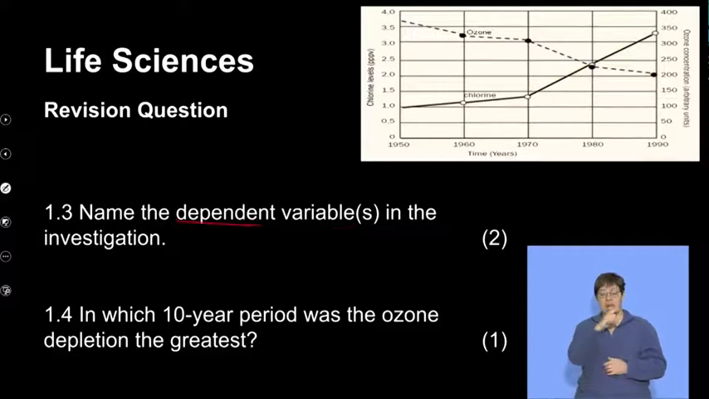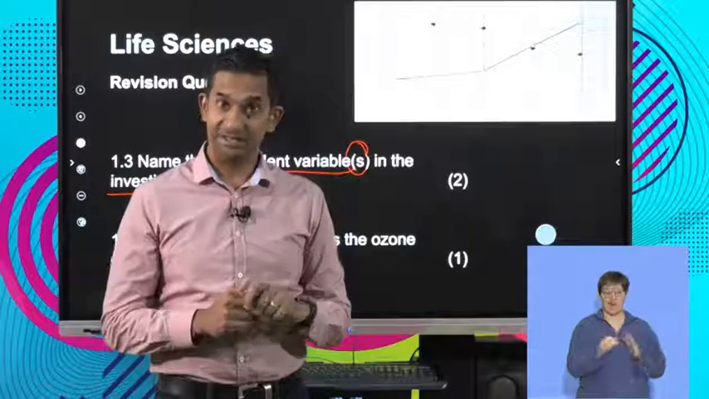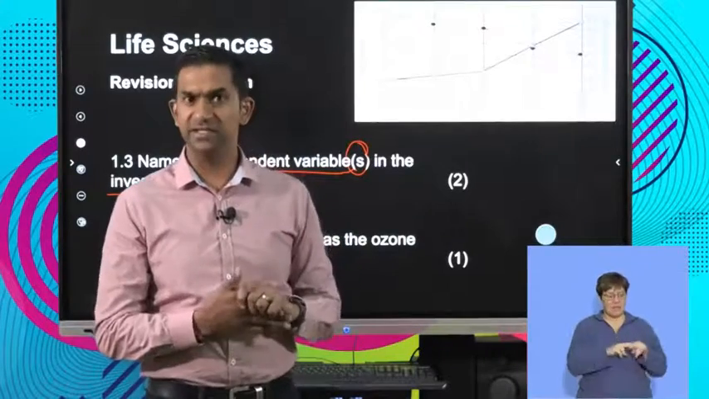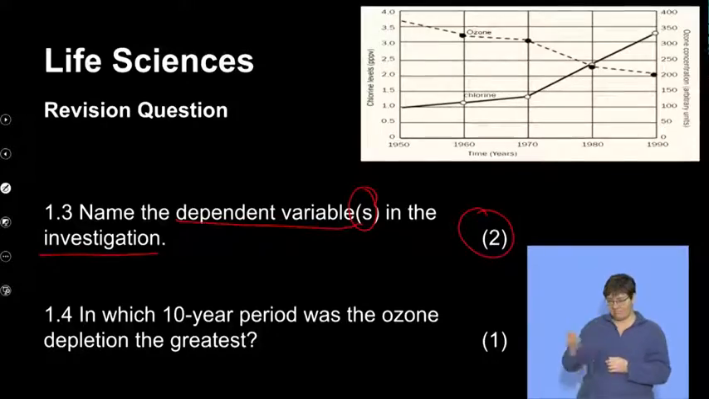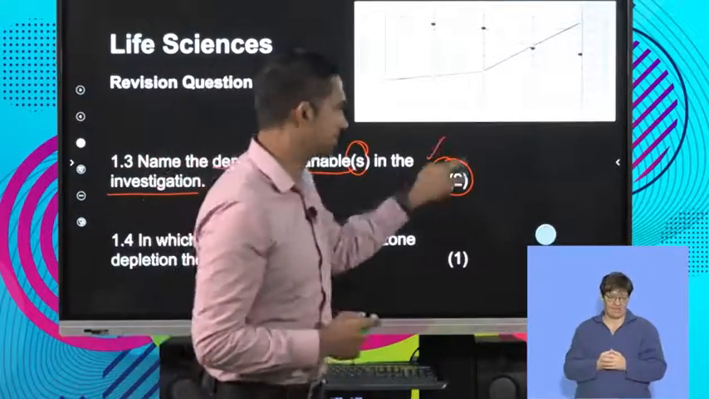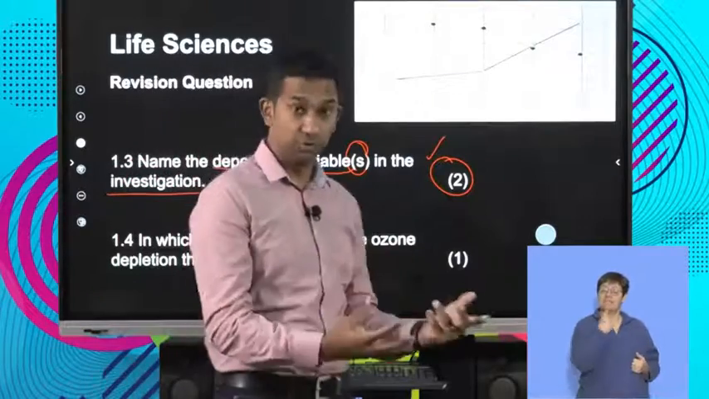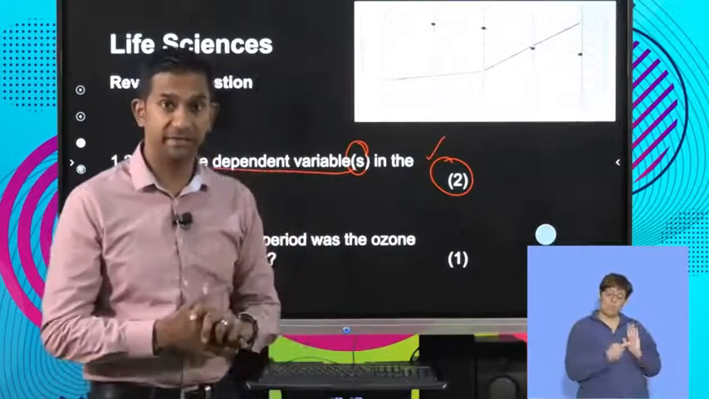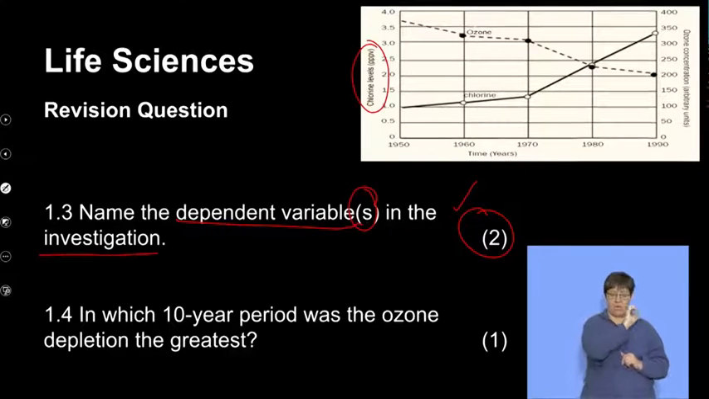Okay, let's move on to the next question. Name the dependent variable or variables in the investigation. And now that we've given the graph a heading and I've helped you to identify the dependent variables, I think it would be very easy for you to be able to do that. Let's look at the mark allocation. Guys, it's a 2-mark question. So it's possible that the examiner is hinting that there probably are 2 facts or 2 points that need to be recognized. Yes, so we know that the dependent variable is only on the y-axis.